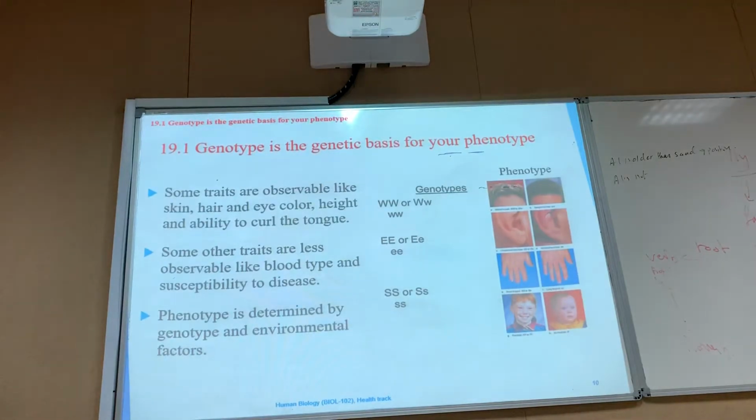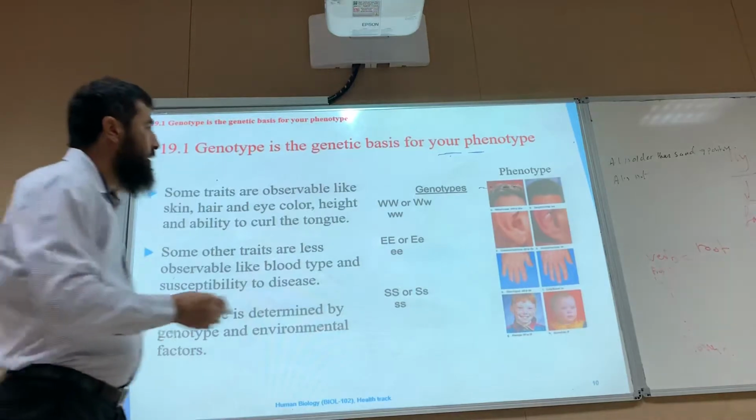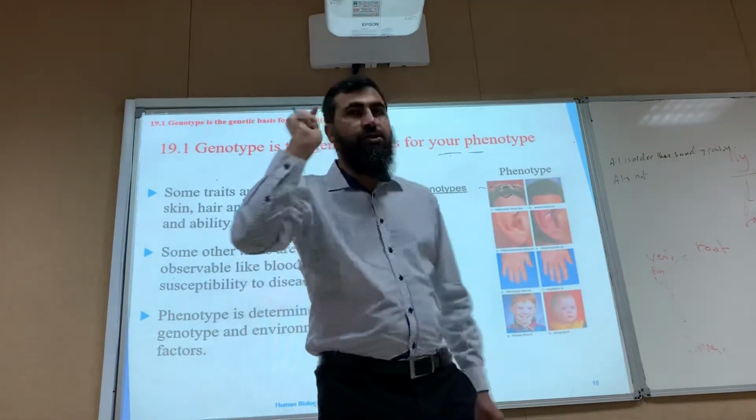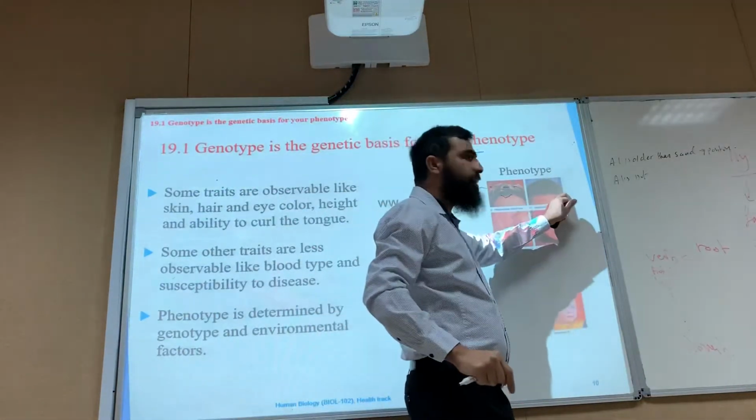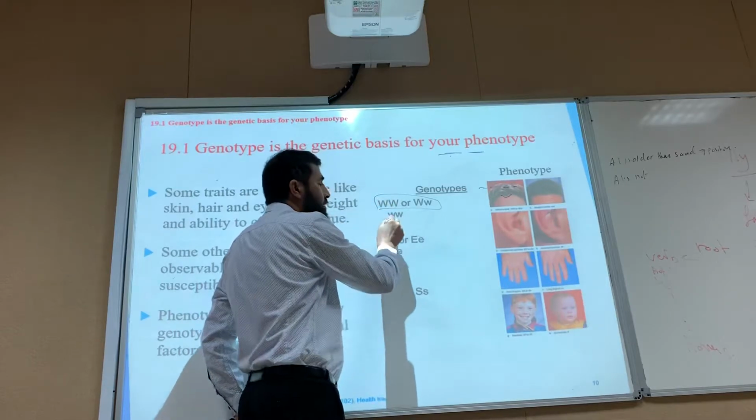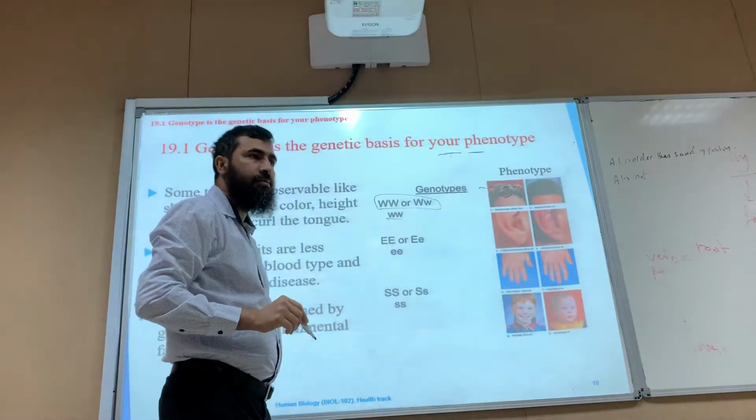So here, you see the widow's peak. Widow's peak is dominant over straight hairline, okay? So to get widow's peak, you need these two genotypes. To have a straight hairline, you have to have these recessive, okay?